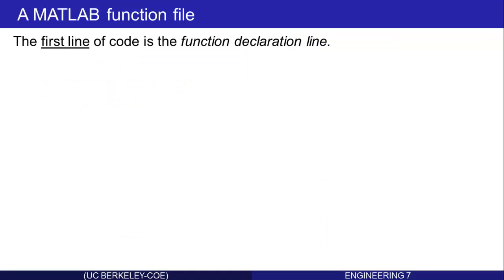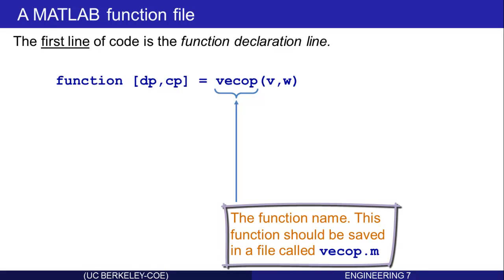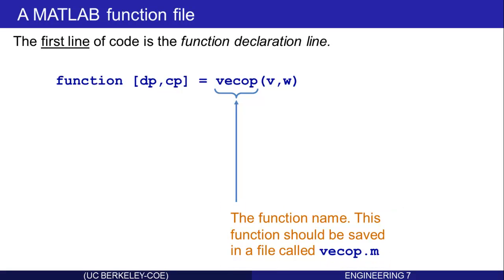The first line of code in an M-file function is called the function declaration line. Here's an example of one. Let's go through each part of it. Here is the name of the function. This function is called vecop. The function should be saved in a file with the same name as the function and with a .m extension. So this function should be saved in a file called vecop.m.